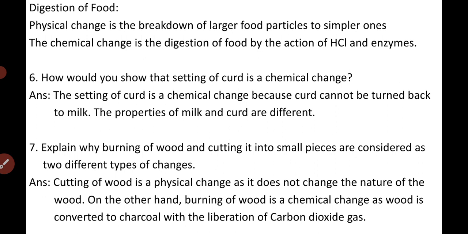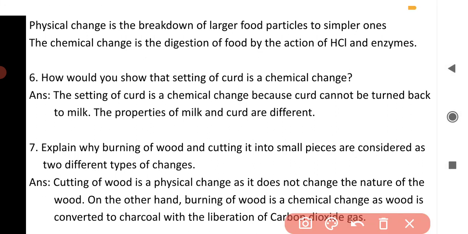So the physical properties, that is the size and shape of the food particles, have changed, right? When the large food particles are broken down into simpler ones, then the physical properties are changed. So that is your physical change. That physical change is the breakdown of larger food particles to simpler ones. This is your physical change.